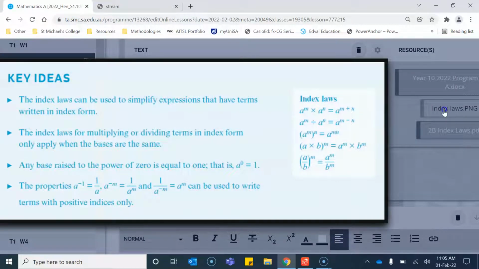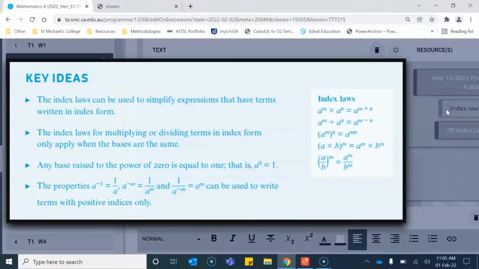This should be a revision from Year 9 Maths, and it relates to the index laws. I'm not going to spend much time on this because it is revision from last year, but it is an important skill for us to have. For some, you might need to spend a little more time going over some of the examples and working through these questions to make sure that you have those skills that we learnt last year.